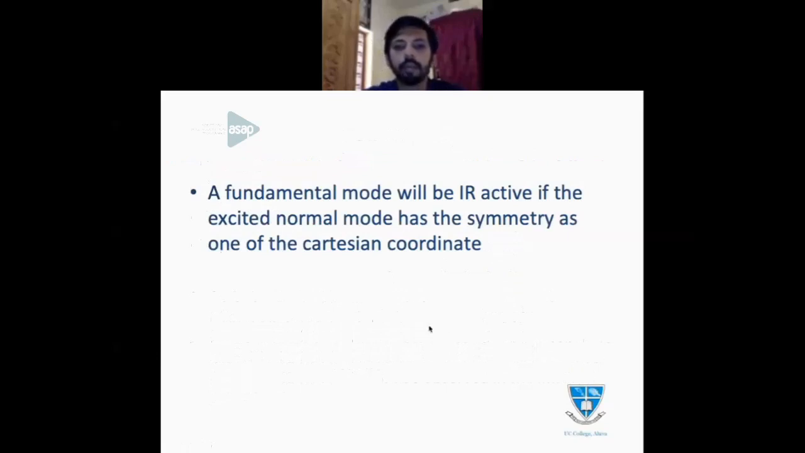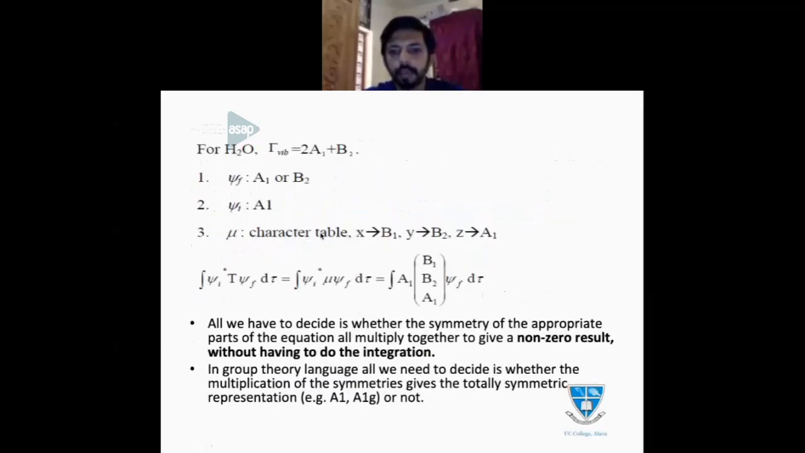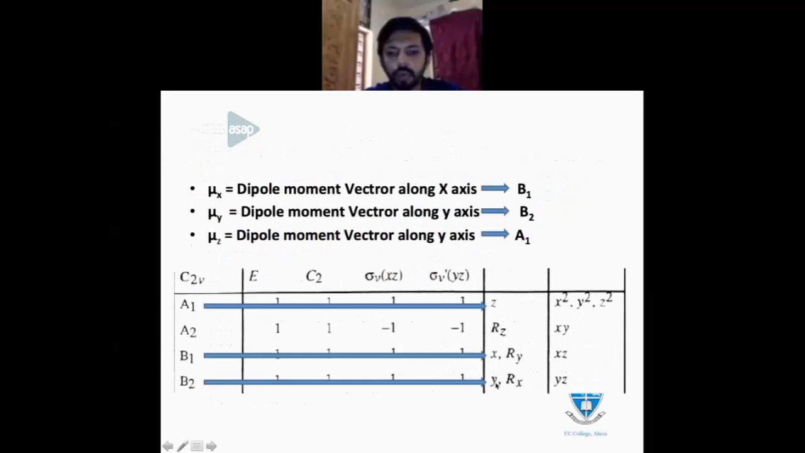So a fundamental mode will be IR active if the excited normal mode has the same symmetry as one of the Cartesian coordinates. We mentioned that B2 has the symmetry of y, and A1 has the symmetry of z, so these transitions are allowed in IR spectroscopy. In Raman, we can again see that A1 has the symmetry of x squared, y squared and z squared, and B2 has the symmetry of yz. So again in Raman, A1 and B2 are allowed.